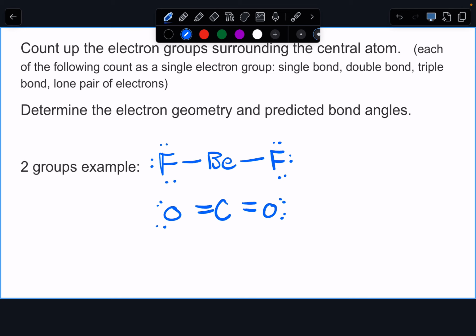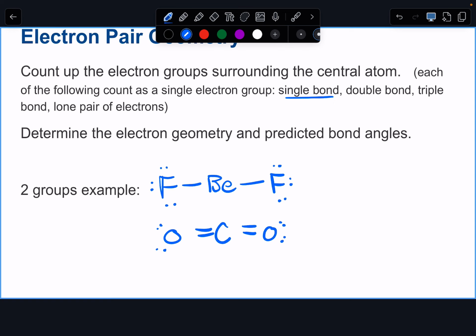What do I mean by groups? A double bond and a single bond, they fill the same physical space. So that would count as one group. So a single bond, a double bond, a triple bond, those all take up a certain amount of space, and it's equivalent, whether it's a double or a triple. And so we just count that as one thing, one group. Sometimes you'll hear a region surrounding the central atom. So 1 region, 2 region, 1 region, 2 region.